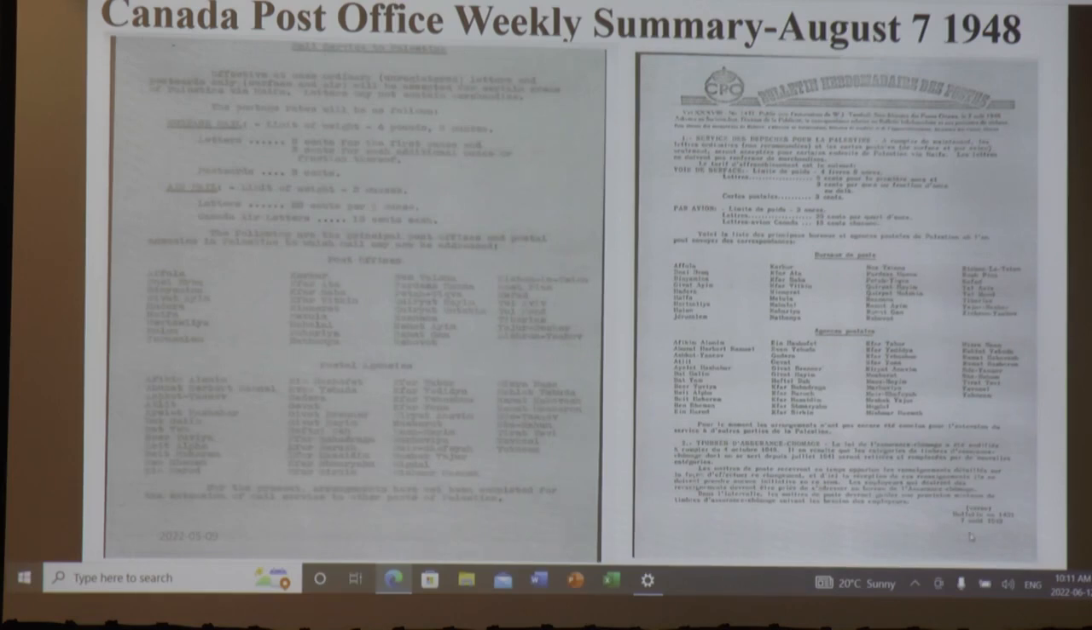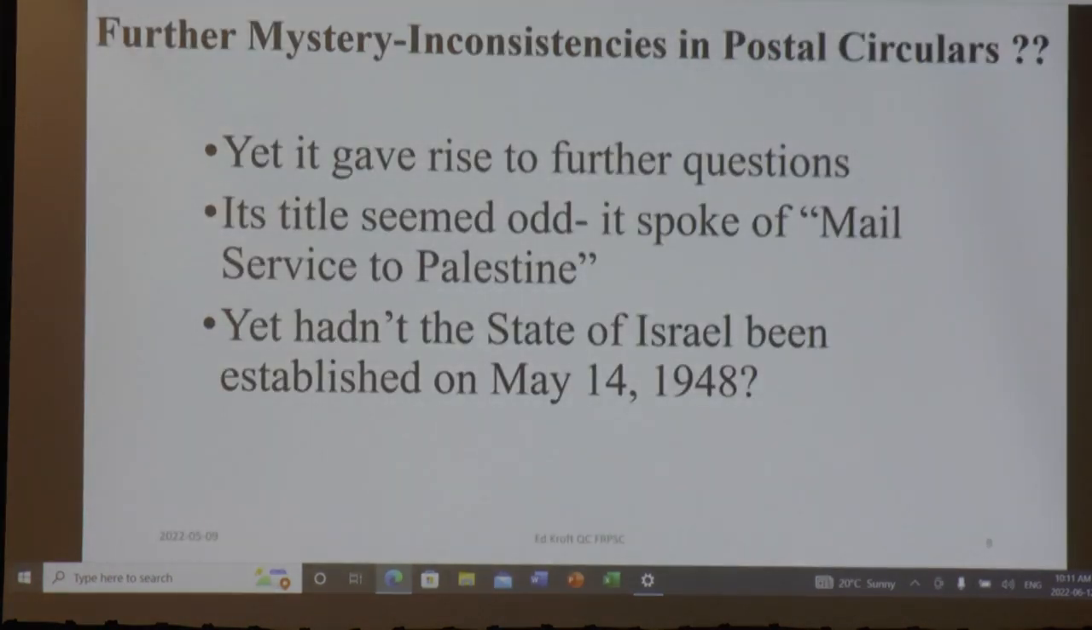And looking at the bottom of the circular, you see it's the 7th of August, 1948. And again, I'm finding this really quizzical, because the State of Israel was declared on May 14, 1948. So why is Canada in a postal circular talking about mail for Palestine and mail service to Palestine? Didn't Canada recognize the State of Israel on May 14, 1948? I thought to myself.